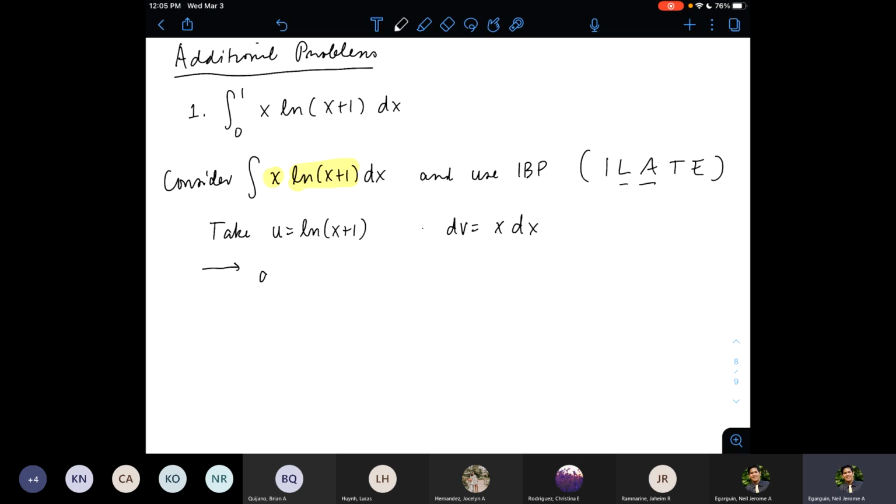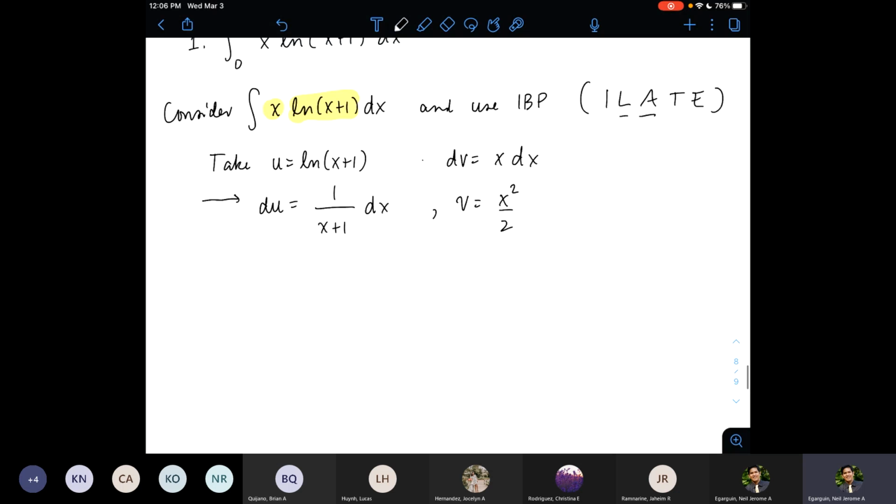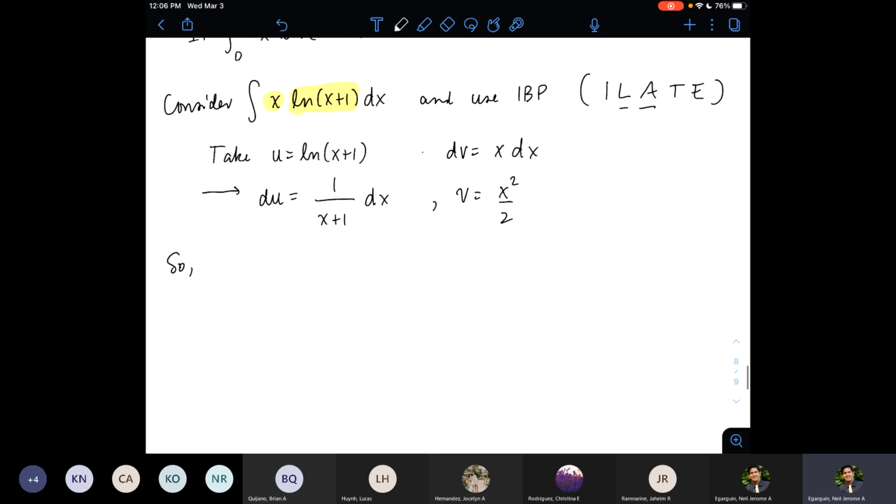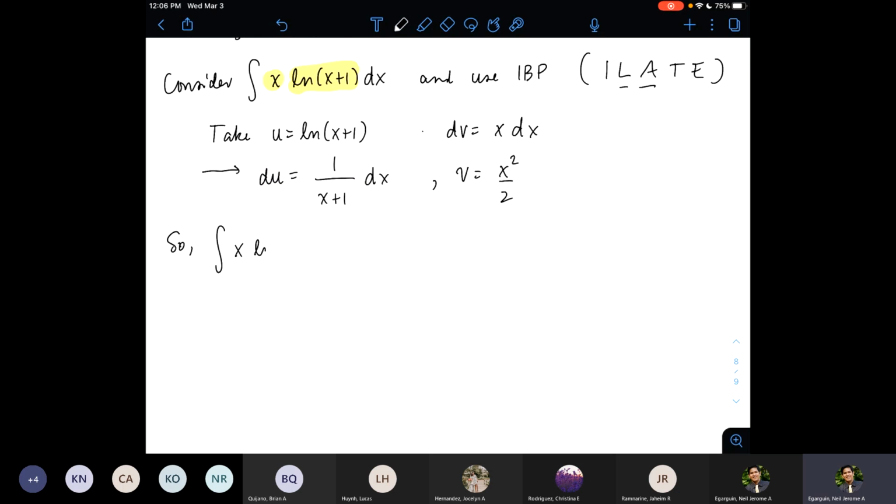And then I'll compute du. Du will just be 1 over x plus 1 dx. And then v will be x squared over 2. Now, if we apply formula number 1 for IBP, the original integral is equal to uv, that's x squared over 2 ln of x plus 1, minus the integral of v du, so that's x squared over 2 times 1 over x plus 1 dx.